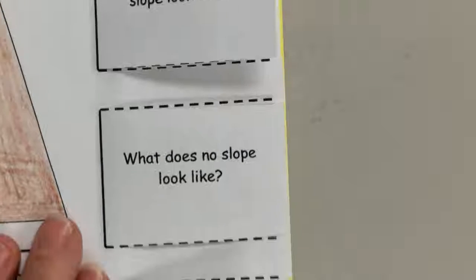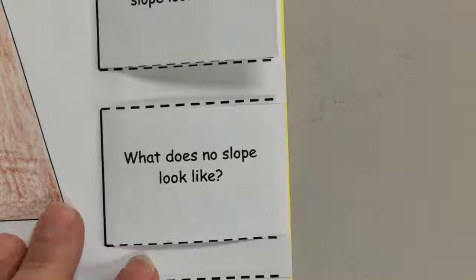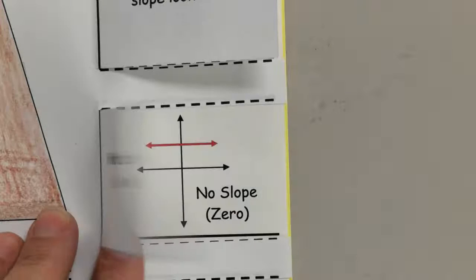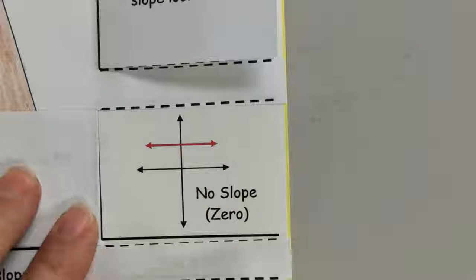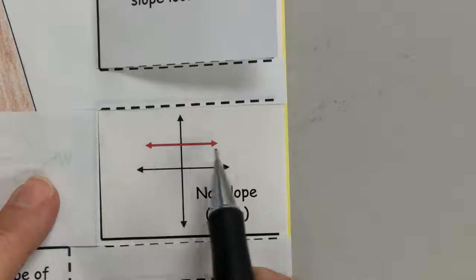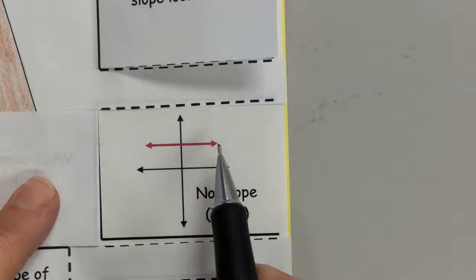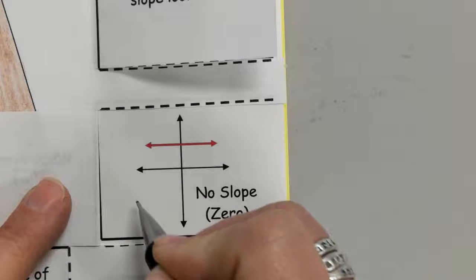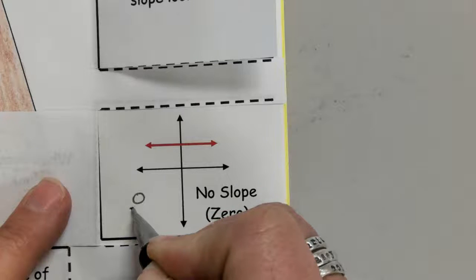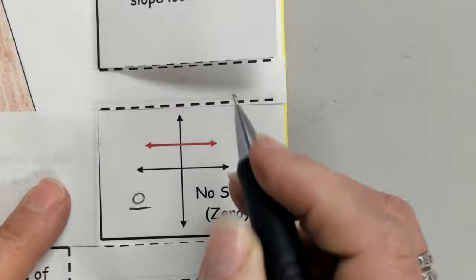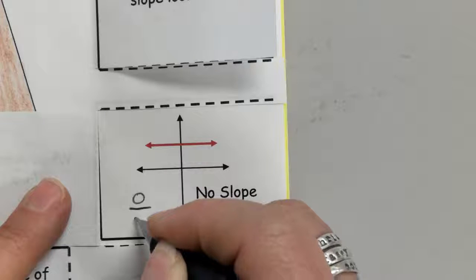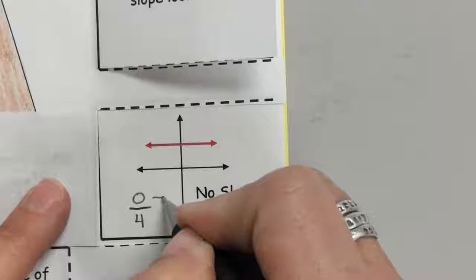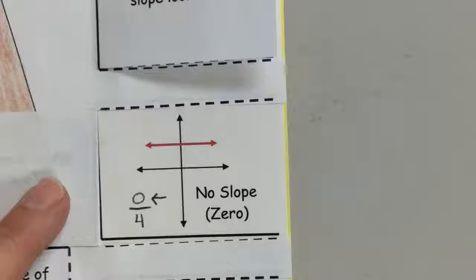Okay, so these last two, a lot of people get mixed up, so I really, really want you to learn these. What does no slope look like? So no slope or zero slope is when you have a horizontal line, so it's flat. There's no steepness to that line. It's no slope. If you're working the formula, you're going to get a 0 in your numerator. So, for instance, it might be 0 over, let's just say 4. Okay, so when your 0 is in the numerator of your problem, that's when your answer is 0.